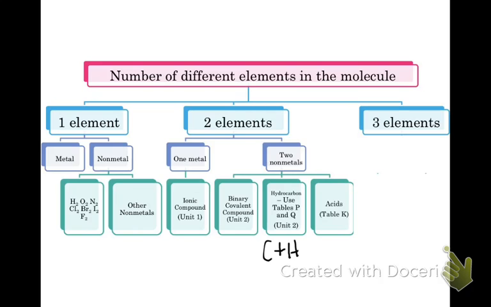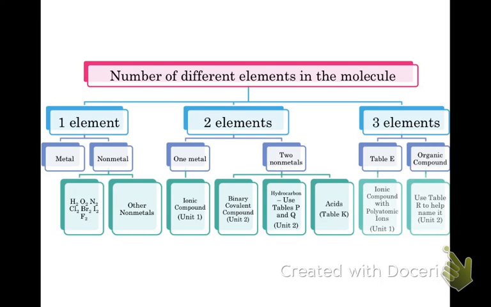If we have three elements, we have to check to see if two of them might be off of Table E. Those are the polyatomic ions. So we'll again check Table E, and that's going to be an ionic compound with a polyatomic ion.